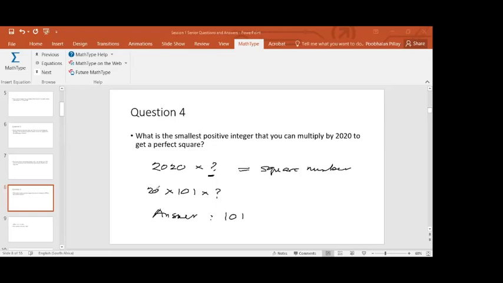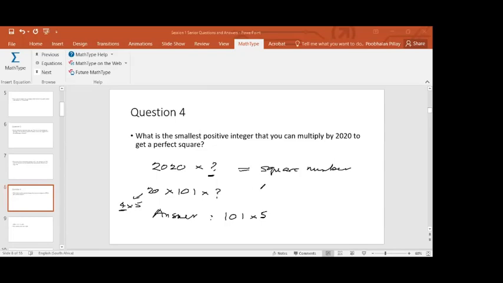Here you got 20. The smallest number that you have to multiply 20 by to get a perfect square, 20 is already 4 times 5. So 4 is already a perfect square. So what I have to do is to multiply this by 5 to create a perfect square.